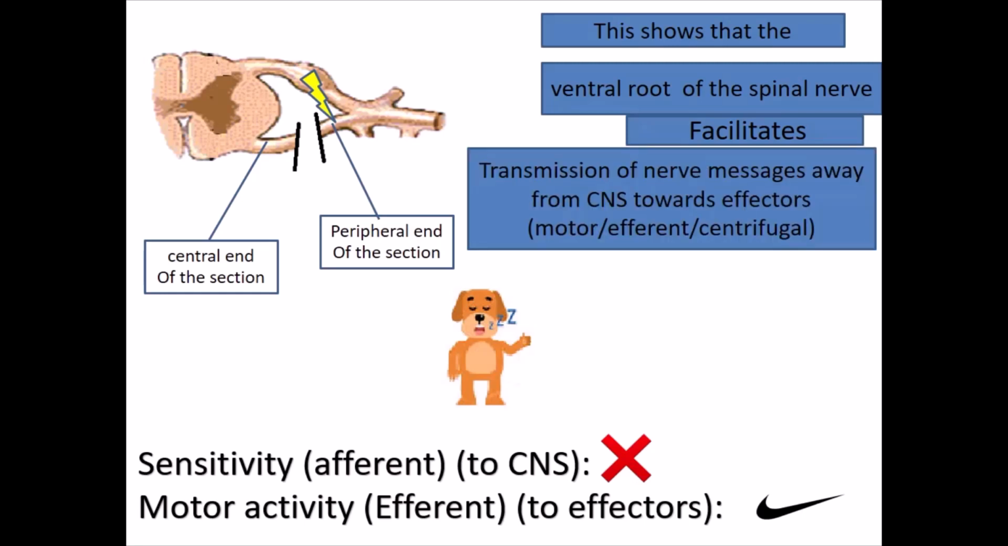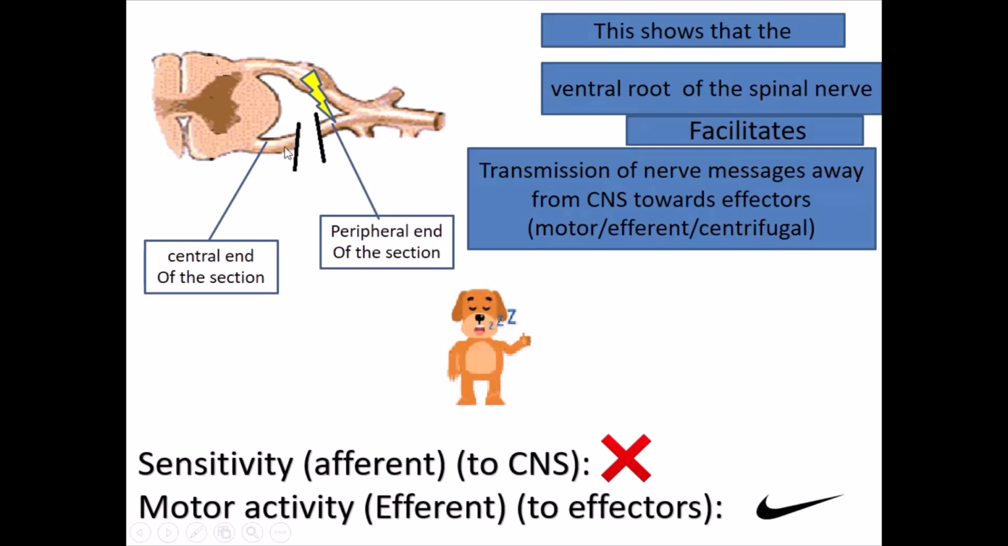It facilitates transmission of nerve messages away from the CNS or towards the effectors, meaning it has a motor or efferent, or we use the term centrifugal, meaning away from the center function. Let me explain here. We already know that the message cannot go in this direction. We proved it in the previous part of the experiment. And we cut the part here, cut the way, so it cannot go backwards. We're actually in this experiment daring the message to go in this way, to the muscles, out of the spinal cord. And it actually did, because the arm moved.